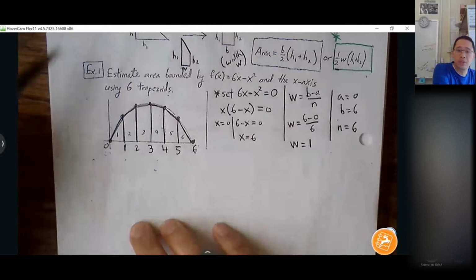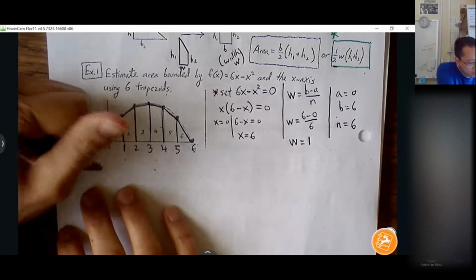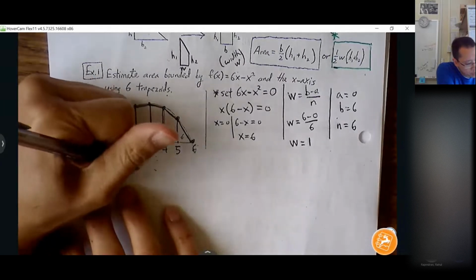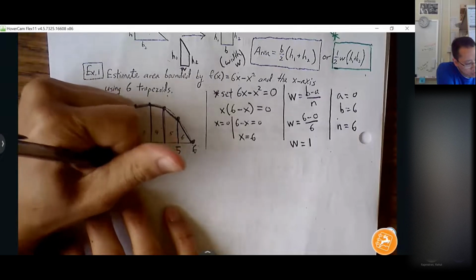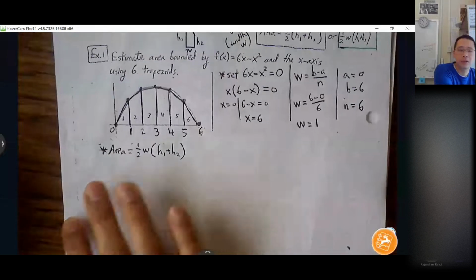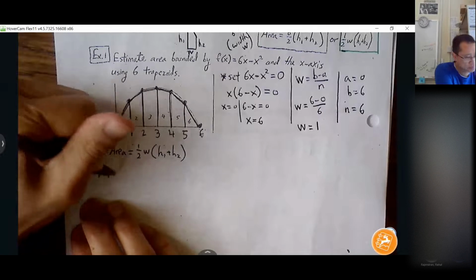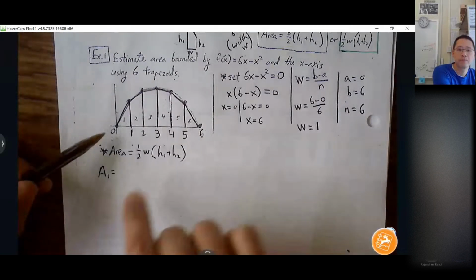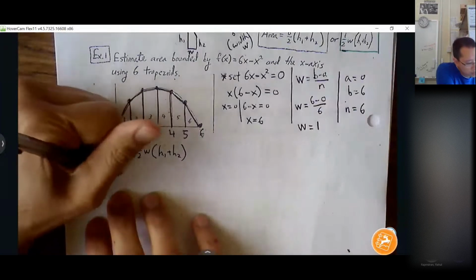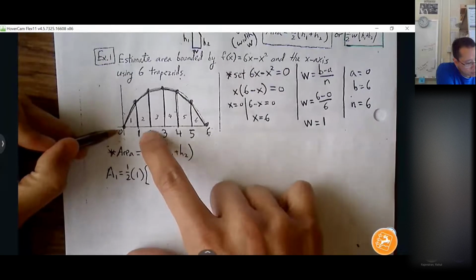All right, so let's see if we can build each of these areas that we have in front of us, and we'll add them together. We know that, again, the area formula we'll be using is 1/2 times width, times height 1 plus height 2. Okay, we'll do that for each of the 6 shapes that we see here. A sub 1, we know the width of each subinterval is just 1, so 1/2 times 1, f of 0 plus f of 1.